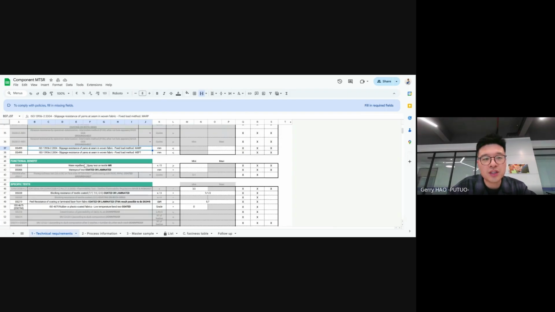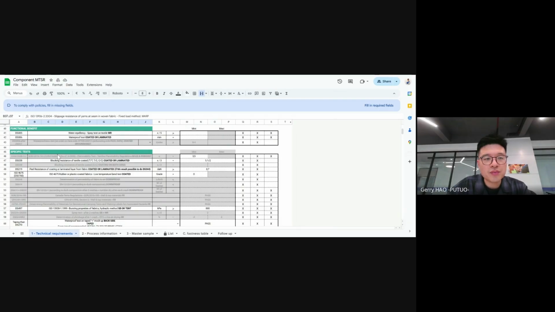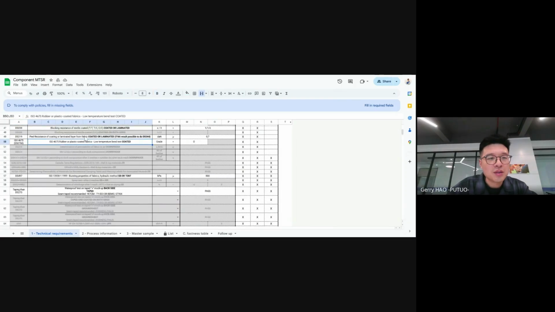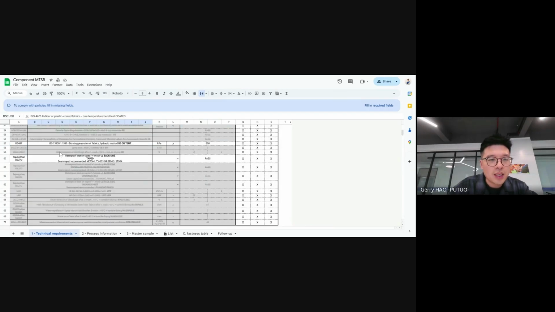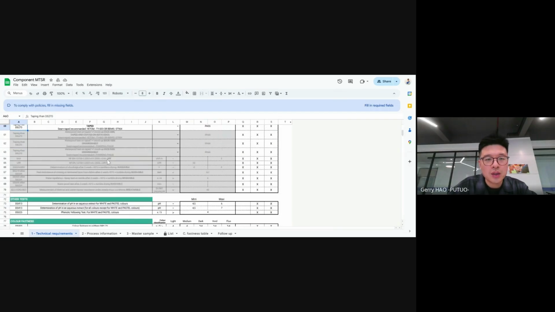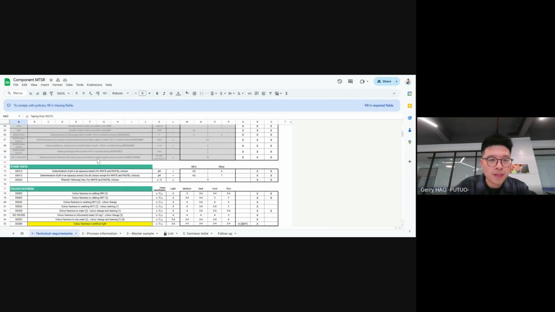The third section we call the functional benefits, mainly water repellency. The fourth is specific tests, like blocking resistance, peel resistance of coated fabric and plastic coating, the low temperature bend test for coated fabric, and DS497, which is a bursting property test, and also taping waterproofness. These are necessary tests as well.